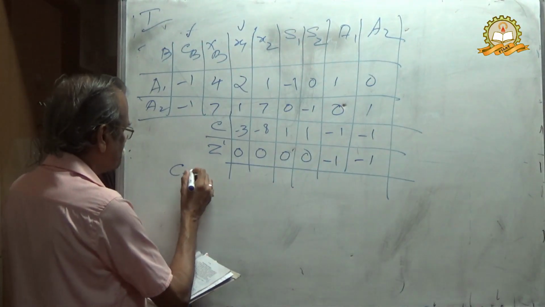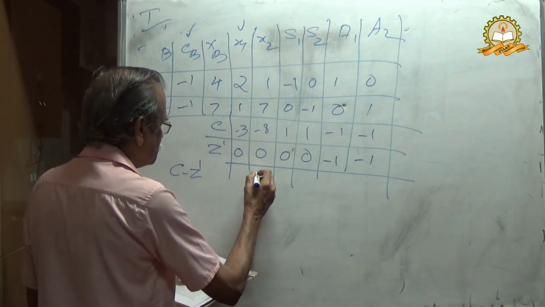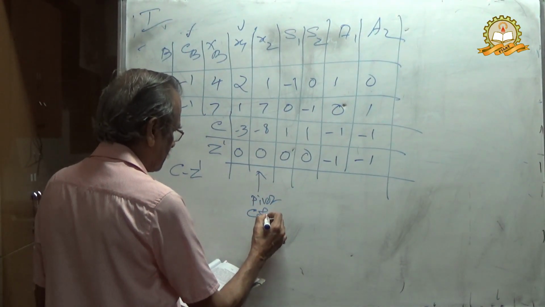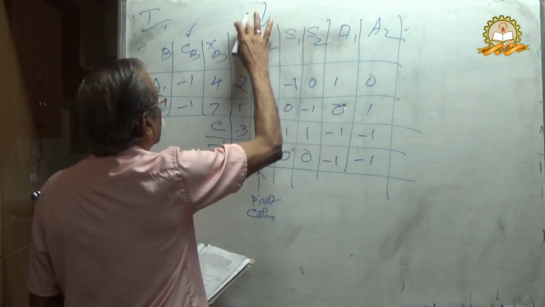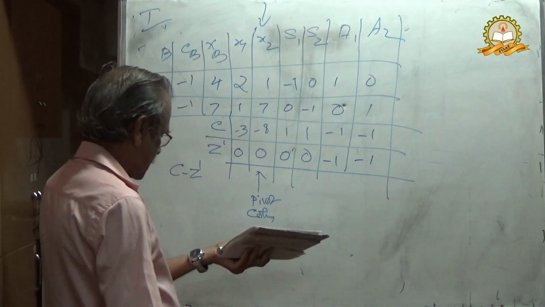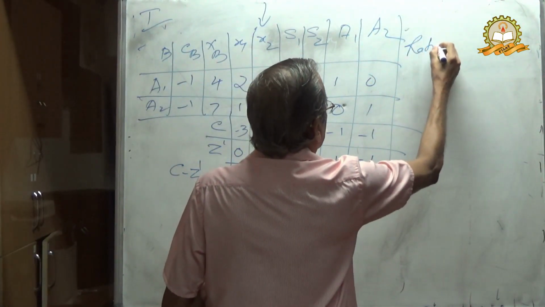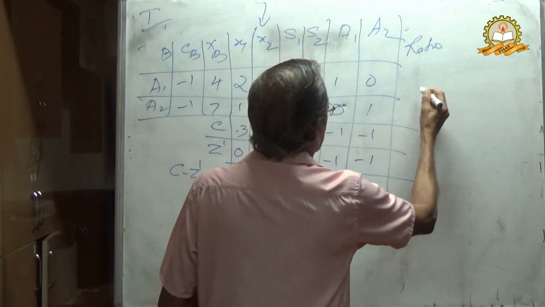Therefore, C minus Z dash is equal to this minus this. This is your pivot column. Pivot column is mentioned. Pivot column you have done. Then consider the ratio. Consider the ratio x2, 4/1.